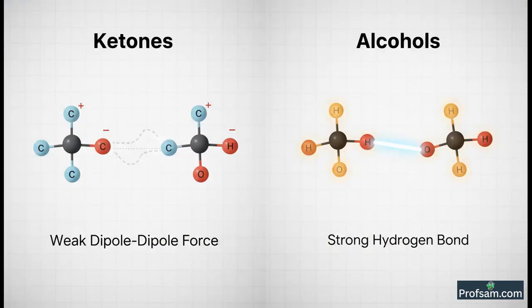So the single most important difference is the presence of the OH group in alcohols, that is, a hydrogen atom bonded directly to an oxygen atom. This special arrangement allows alcohol molecules to form strong hydrogen bonds with each other. Aldehydes and ketones have a C=O group, yes, but they do not have an OH group. Therefore, they cannot form hydrogen bonds among themselves. This is the fundamental difference.